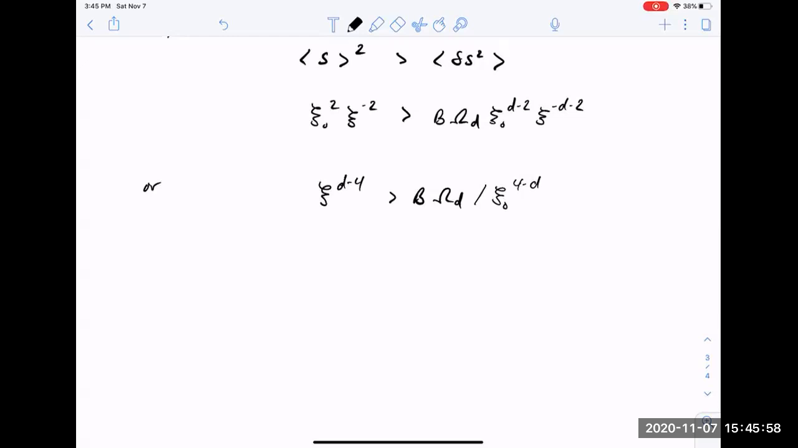And as noted last lecture, as T goes to TC, that correlation length diverges. That's what endows the susceptibility with the divergence, what allows for singular responses generally. If D is greater than 4, then the left-hand side of that inequality close to the critical point will be infinitely big. And so as long as D is greater than 4, the inequality is always going to be satisfied if we look close enough to TC.